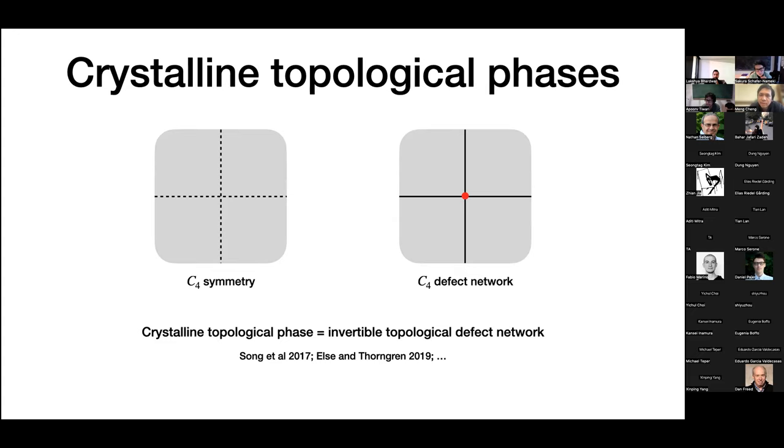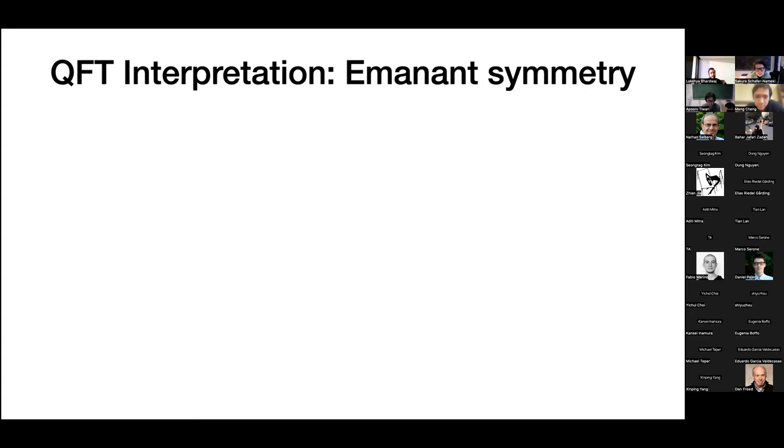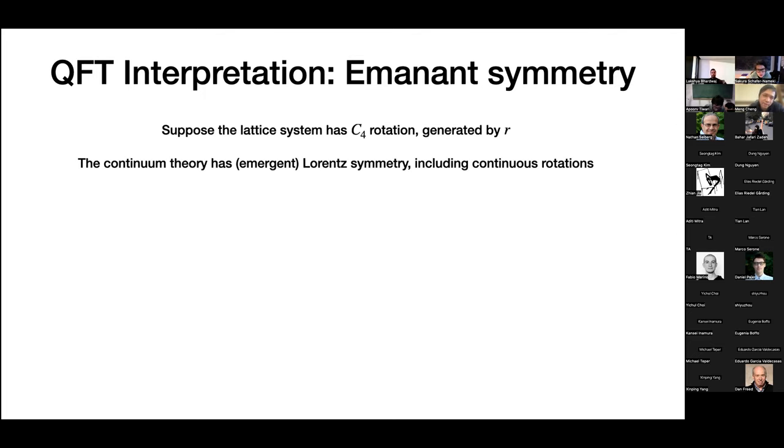All right, now let me give an argument for why this works, at least in the context of quantum field theory, assuming there is a nice field theory description of what happens. So again, just to make it concrete, let's suppose the lattice system has a C4 rotation symmetry generated by a little r. Now, the continuum theory, according to my assumption, has a much larger symmetry group, has Lorentz symmetry, including continuous rotations. Okay? So we can ask what is the continuum limit of the C4 generator little r.